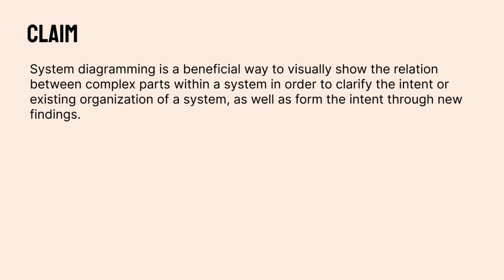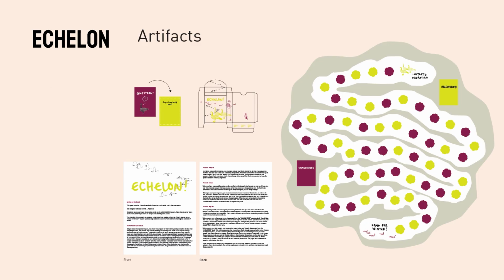My claim here is that system diagramming is a beneficial way to visually show the relation between complex parts within a system in order to clarify the intent or existing organization of a system, as well as form the intent through new findings. A personal example from my work is one of my studio projects about a year ago.